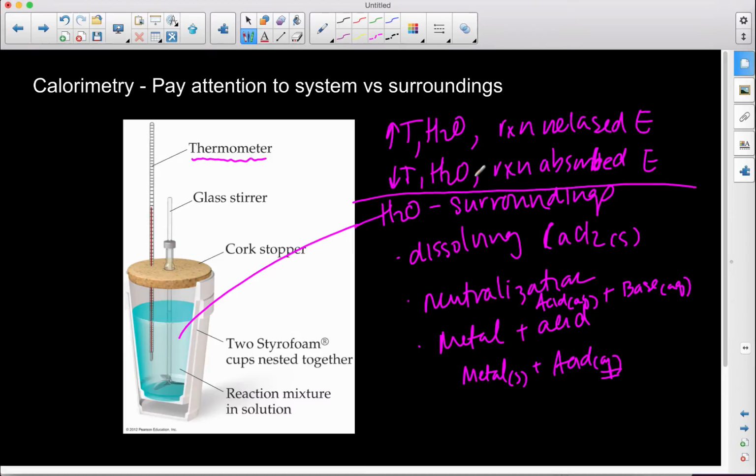If the temperature of my water goes down, bearing in mind that at room temperature water is approximately 25 degrees Celsius, which means that it has all that energy stored as part of the kinetic energy associated with being 25 degrees Celsius, then if the reaction needs energy, it will take it from the water. And the water will cool down as a result.